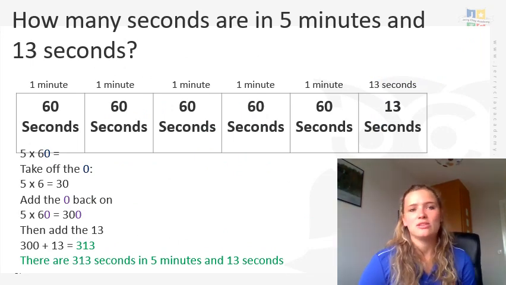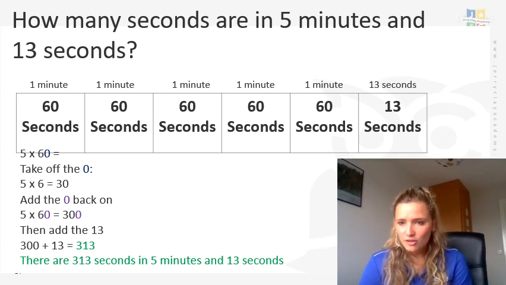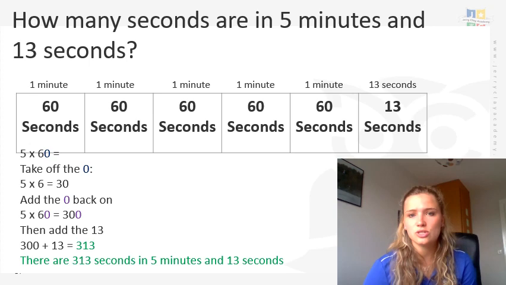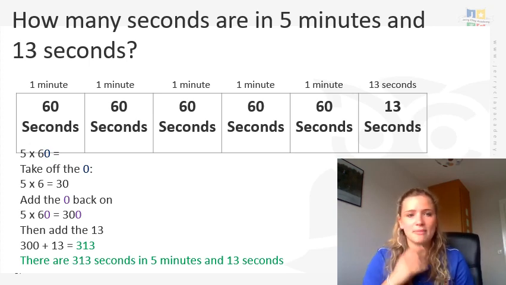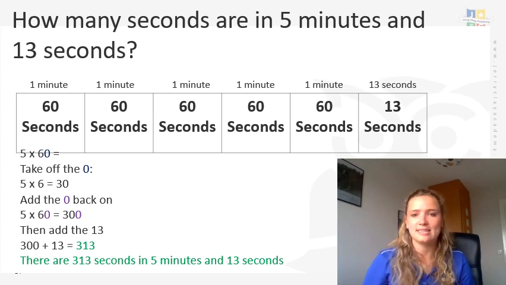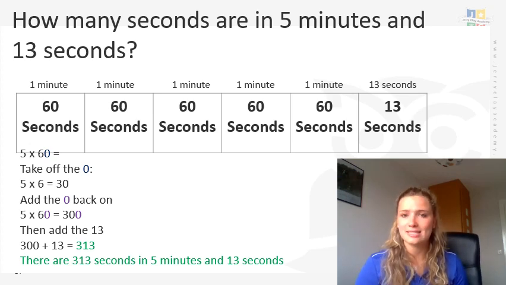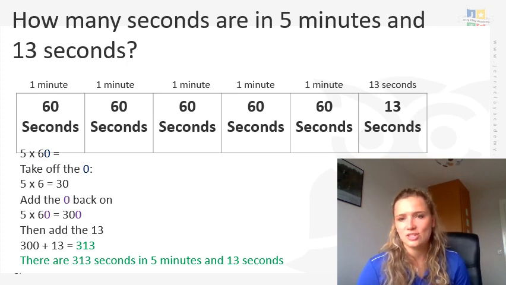So we might have a question that looks like this. How many seconds are in 5 minutes and 13 seconds? Now there are a few different ways that you can work this out. You can either do it as a bar model, just as I've done here. So I've split up how many seconds are in each minute. So I've got 60, 60, 60, 60, 60, because obviously there are 5 lots of 60 there, because there are 60 seconds in a minute. And then finally add in the extra 13.